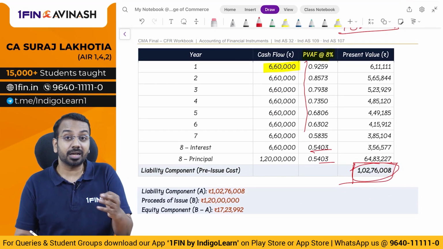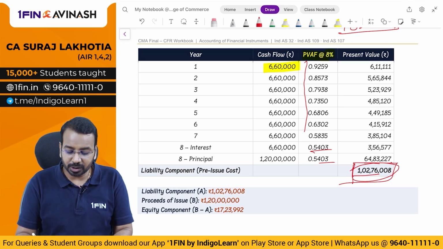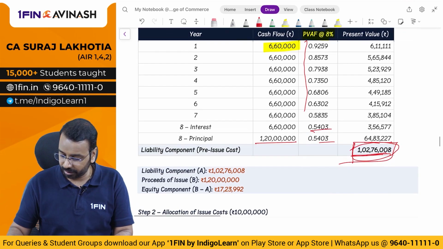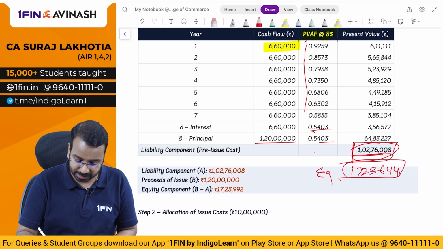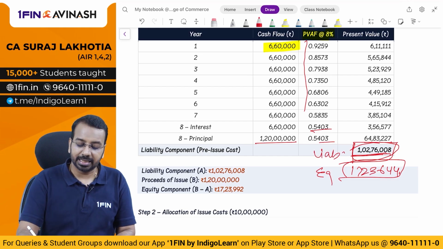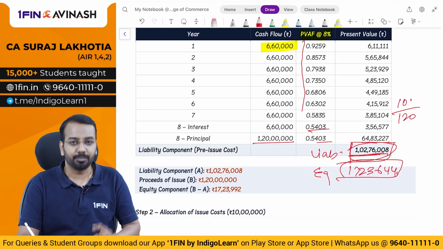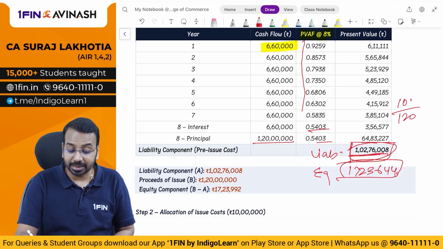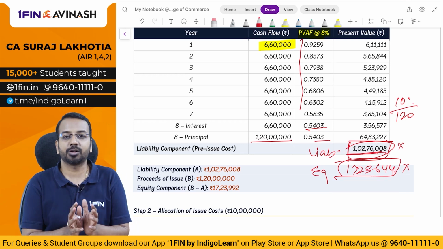Now, this is without considering what? This is without considering the transaction cost. Out of 1 crore 276 out of 1.2 crores, what is the equity component? Minus 1 crore 20 lakhs, I get 17 lakhs 23,644. This is equity, this is liability. Now, what we have to do is that 10 lakhs what you have incurred, that 10 lakhs you have incurred for 120. That 10 out of 120 we will multiply with the liability component and the equity component to split the cost.